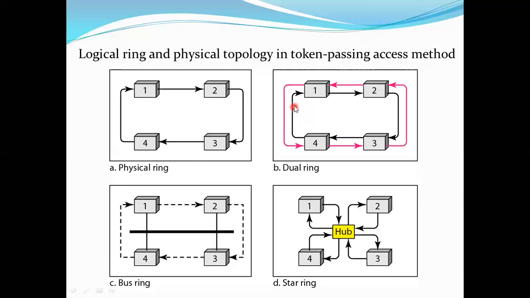Suppose the primary ring, the first ring, fails, say between any two stations some physical connection is broken down. What happens? The secondary station, the auxiliary station, will act now. The auxiliary station builds the connection between the two stations, and it connects now. Now the ring is formed, right?